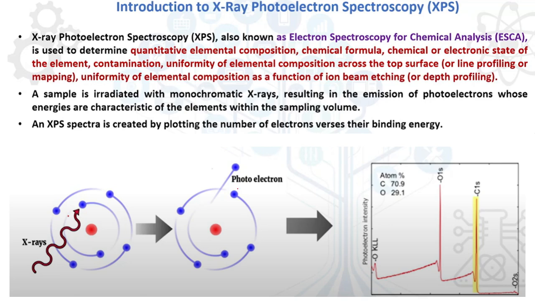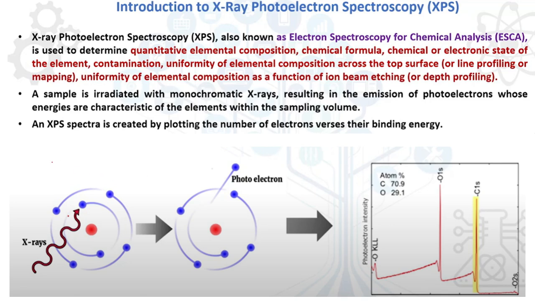The next one is X-ray photoelectron spectroscopy. Now what are the basics of XPS? It is also known as electron spectroscopy for chemical analysis. We usually perform XPS to get an idea about the elemental composition. If a composite has 4 or 5 different elements, what is the percentage of each element? That also we can check from the XPS data. So basically, it is a quantitative elemental composition analysis.